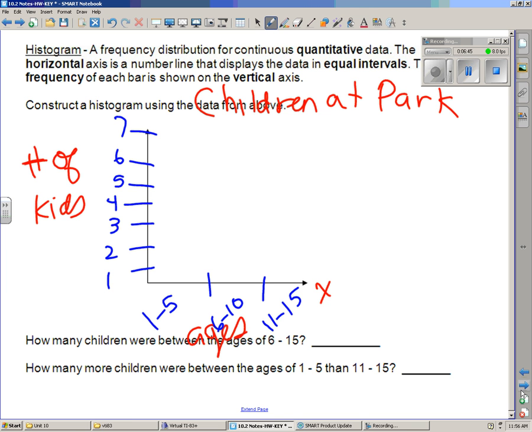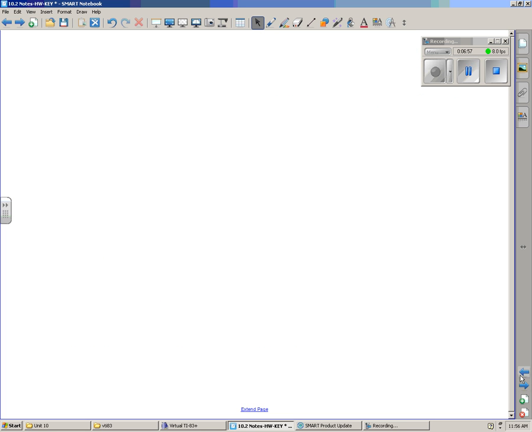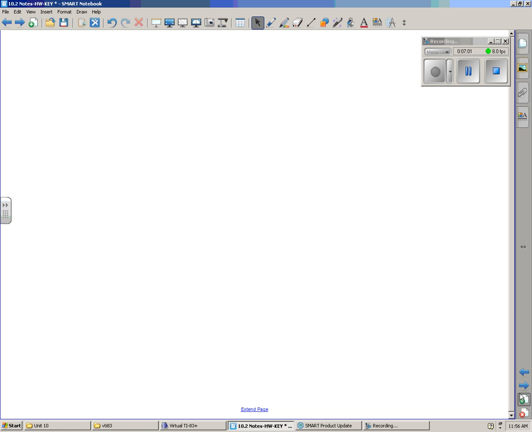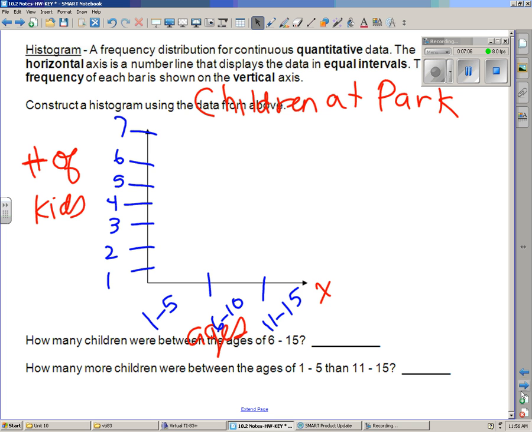Now what has to happen here is my histogram, the bars must touch because the intervals are equal. So if I remember correctly, there were 6 kids, I believe. Let me just double check real fast. I think that there were 6 kids that were, come on. Yeah, so 6 kids. All right. I'm trying to get back to that page. Here we go. So there were 6 children that were between the ages of 1 and 5. There were 7 children between the ages of 6 and 10. And there were 2 children between the ages of 11 and 15.